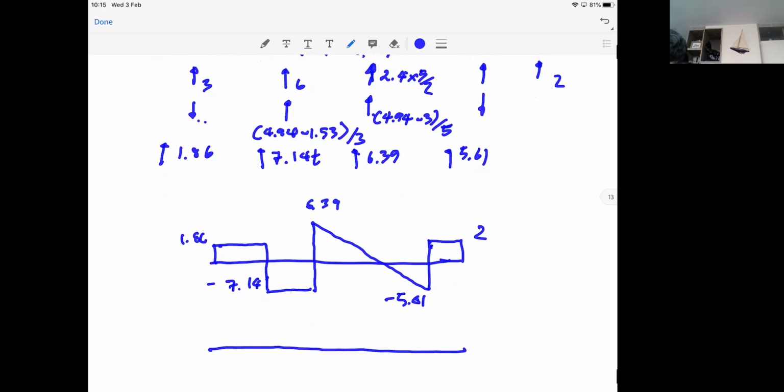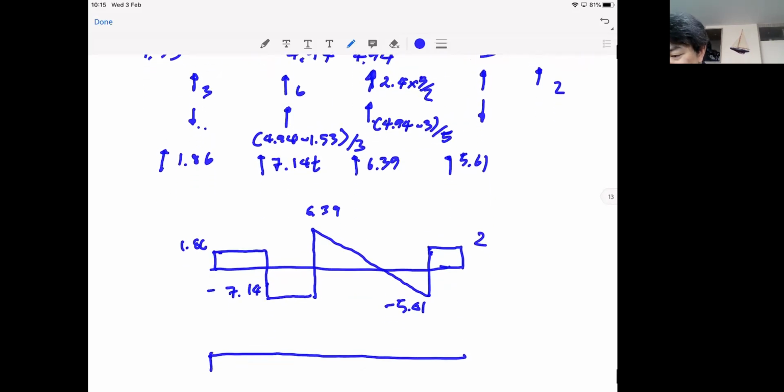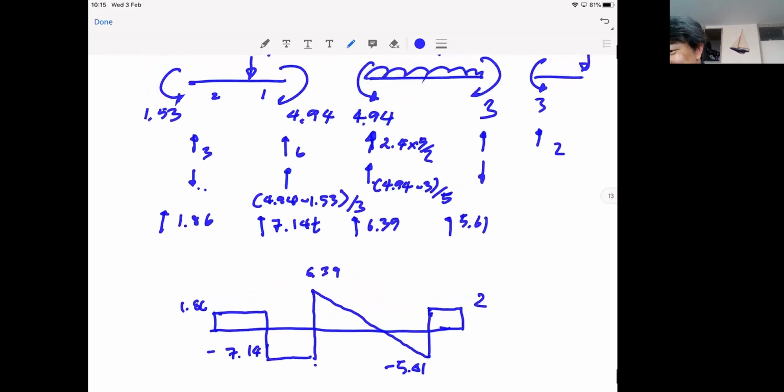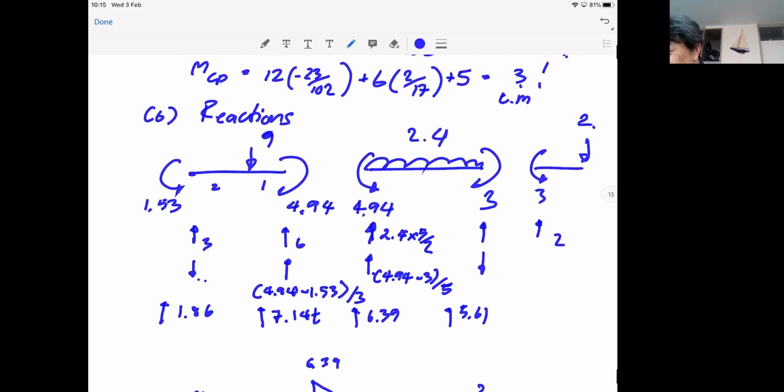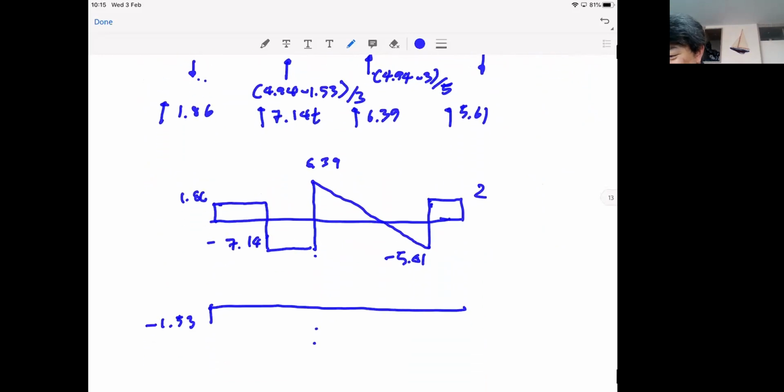So generally, when you have a fixed support, it's normally the negative moment. That's 1.53, minus 1.53, and the end moment here, you should get this, right? That's a negative moment of 4.94. So that one, you can put it right away on your structure. And that is minus how much? 3, right? Here is minus 3. So it's just a matter of filling in the middle.